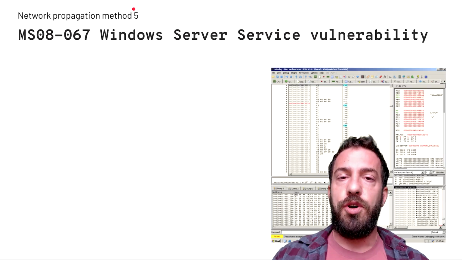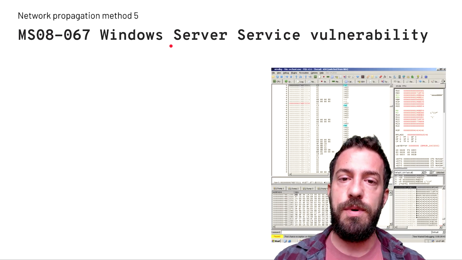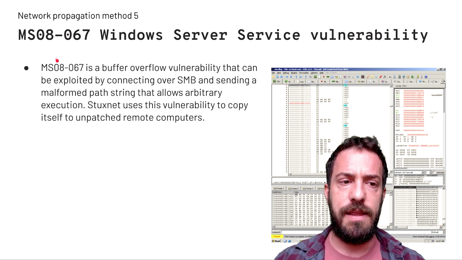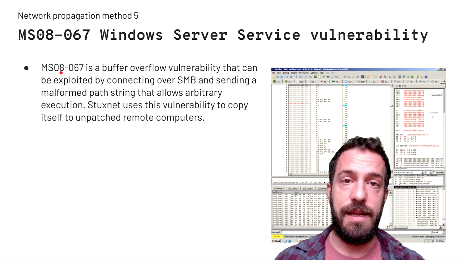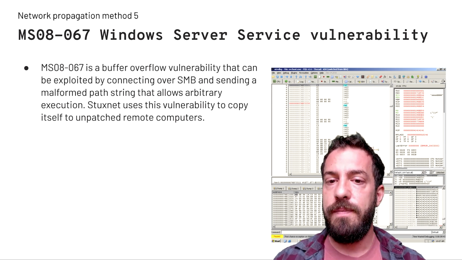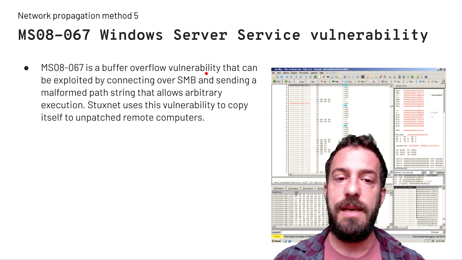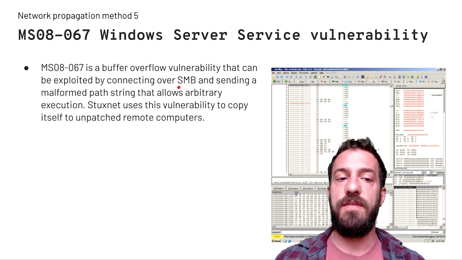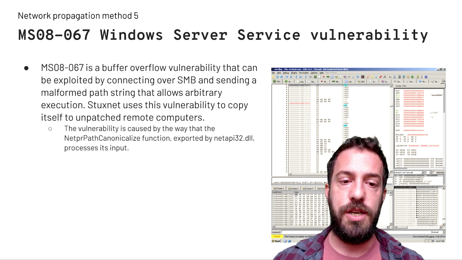The final network propagation method would be through the Samba service, the Windows Server Service, and this one was an older vulnerability. That the 08 here means that it was first discovered in 2008. So in case the system wasn't patched, that vulnerability could have been exploited. So this is a buffer overflow vulnerability that you can exploit by connecting over SMB and sending a malformed path that will allow remote code execution.